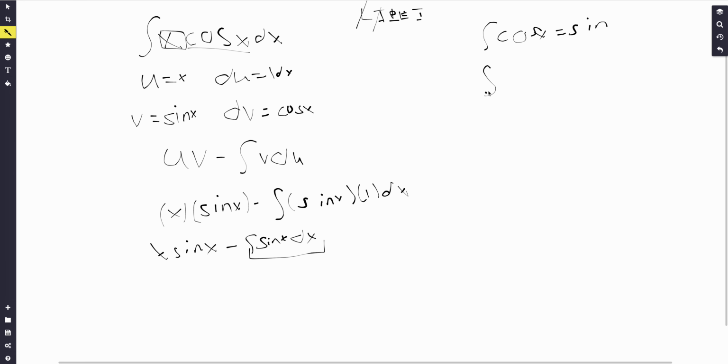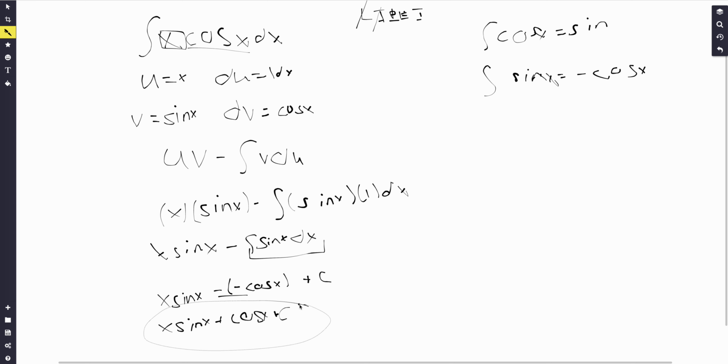And we know that the integral of sine x is equal to negative cosine x. So this will become x sine x minus negative cosine x plus c. And then we can rewrite this as x sine x, and because there's two minuses, we can turn that to a plus cosine x plus c. And that is our final answer.